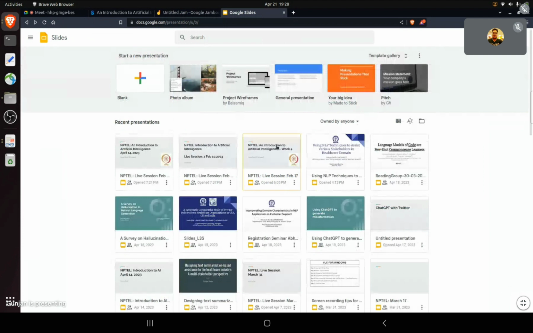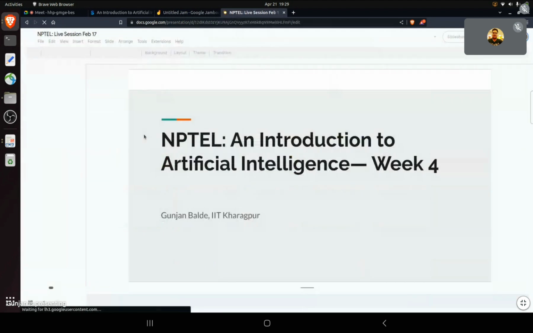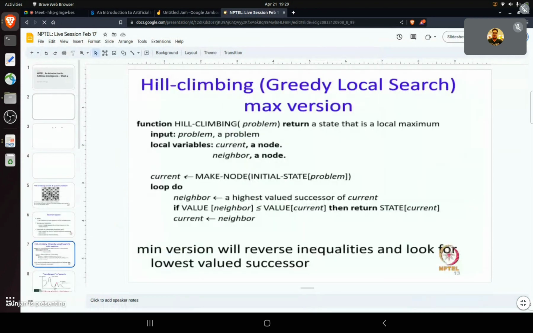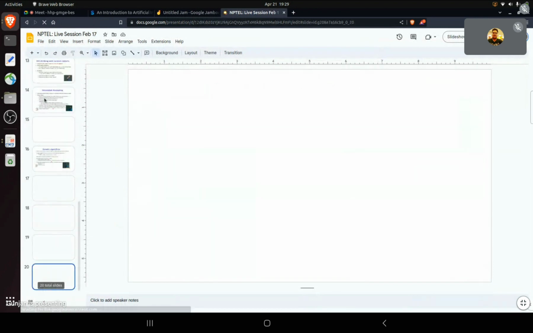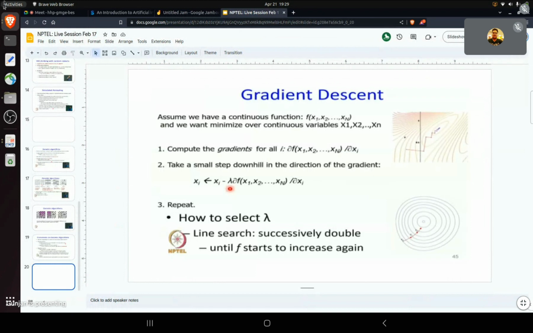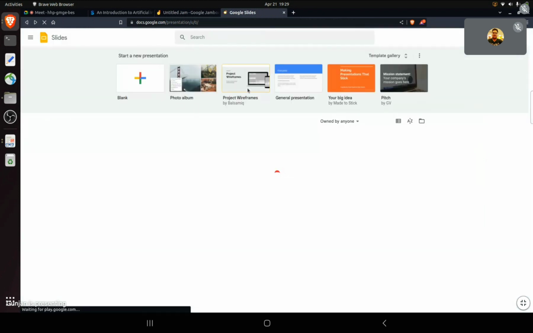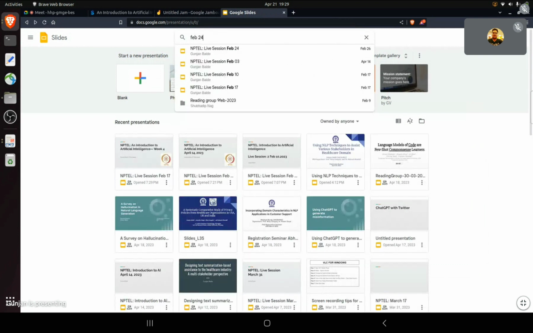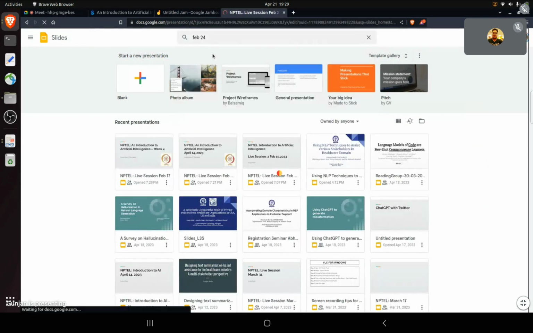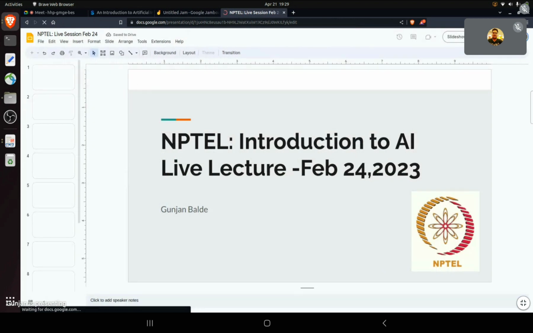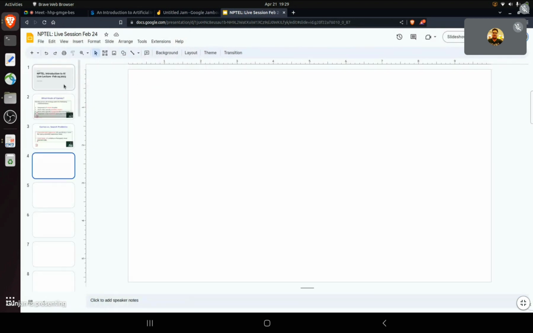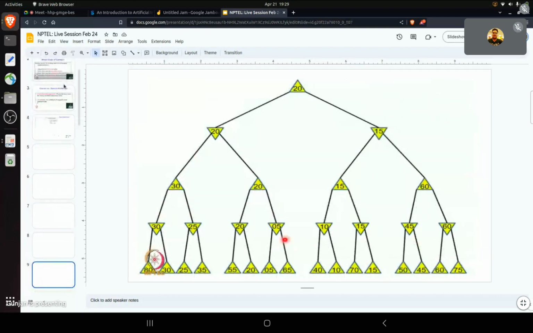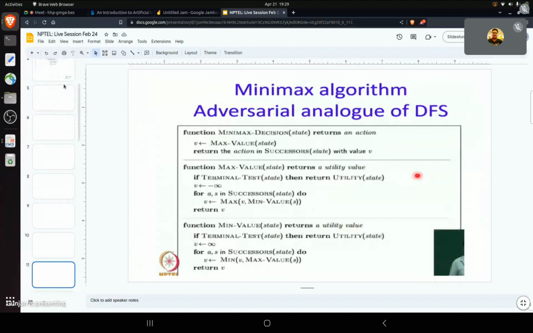Let me just pull up the slides. Yes, I think it was this one or maybe the next one. I have to check. Local search. No, I think it was after that. February 20. It was February 17th. So February 24th. Yeah, this one. Yes, right? Min this one, max. Yes.